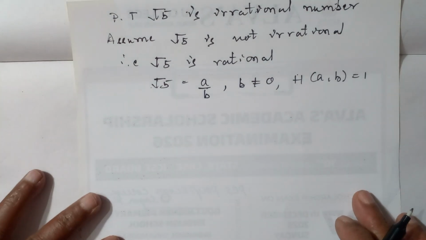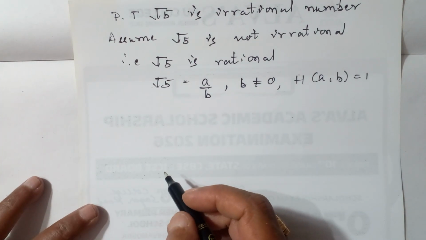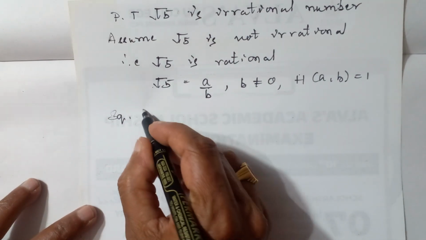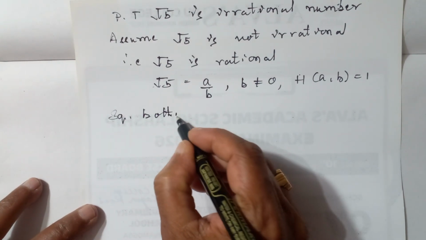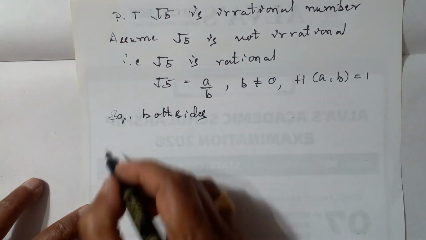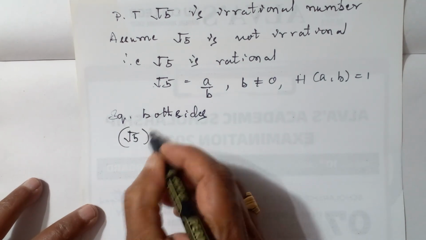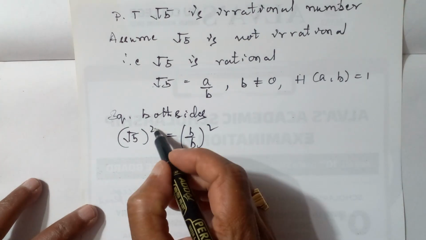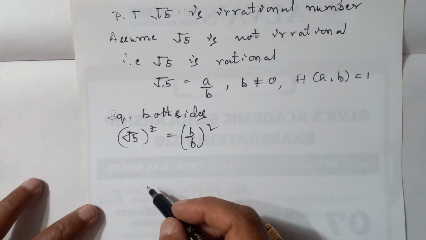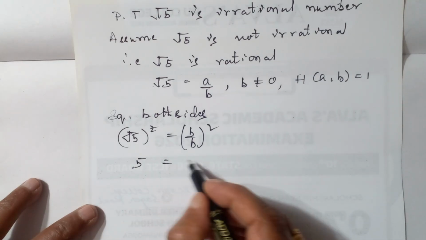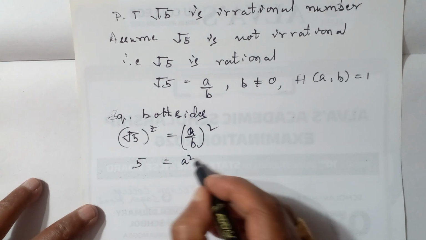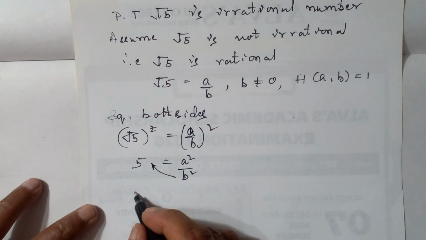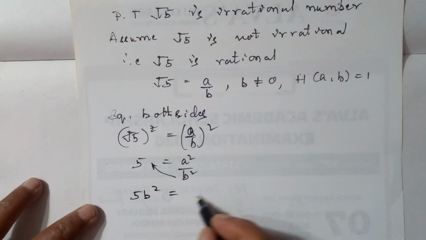After that, I want to eliminate this root 5 to make it rational. How? Squaring both sides. What is happening? Root 5 whole square is equal to a by b whole square. Here square and square cancel. That means root 5 into root 5 is 5. So 5 is equal to a square by b square. Here cross multiply, that becomes 5 b square is equal to a square.